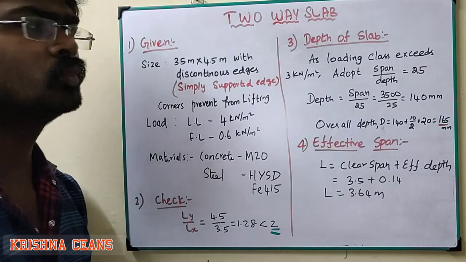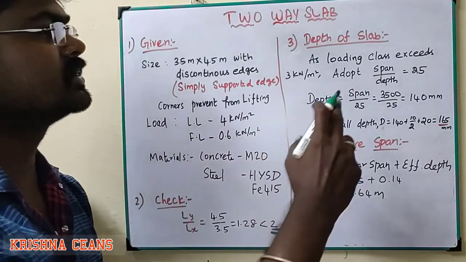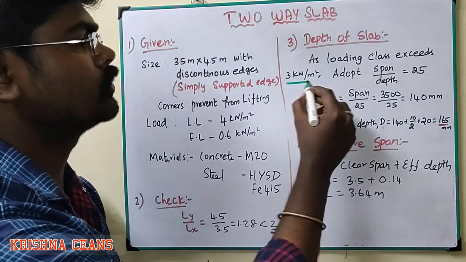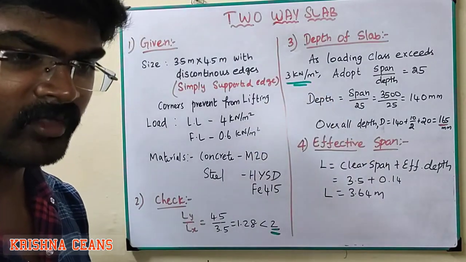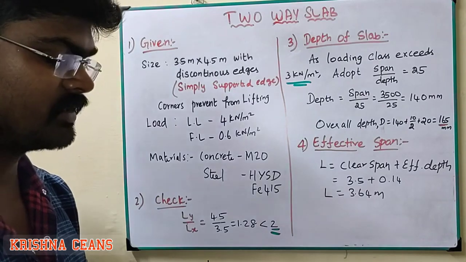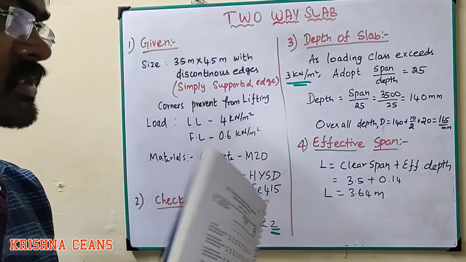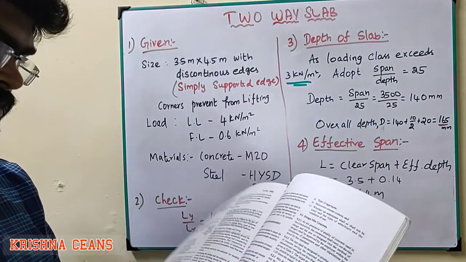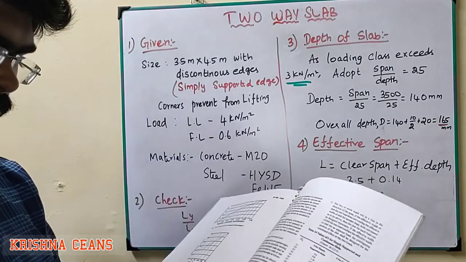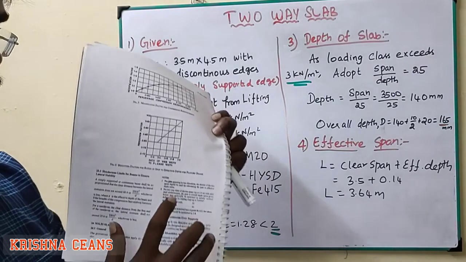Then we need to calculate the depth of slab. The data is given as per the loading, 3 kN per meter square. So based upon the loading we have to refer to IS 456, page number 39. They provided here note number 2.